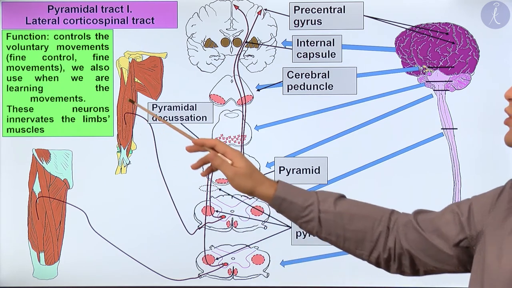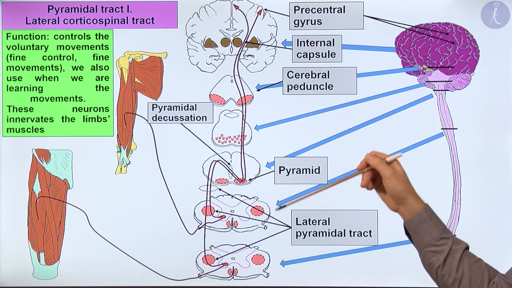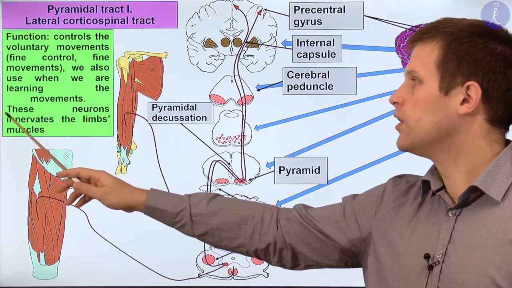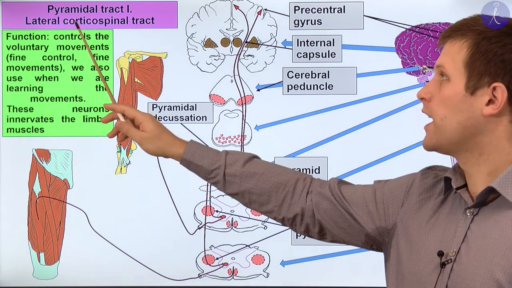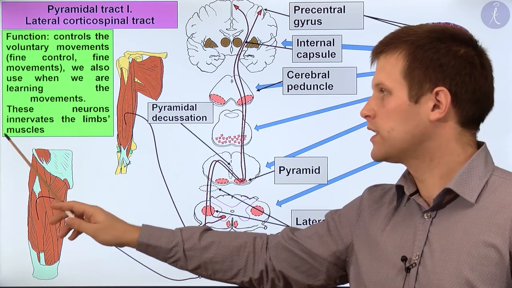We also use this tract or pathway when we start learning the structures or the order of the movements. So when I first learn to walk, then I use this one. But later, when I have already learned, then the extrapyramidal pathways will control my walking mechanism. It's also good to know the lateral corticospinal tract neurons just innervate the limb muscles and control them.